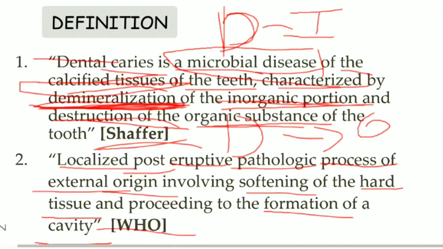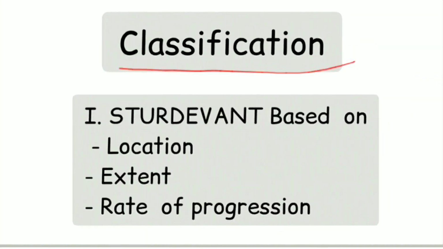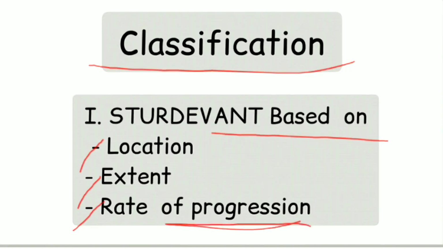So now let us see the different classifications of caries. First of all, the classification is according to the location, according to the extent, and according to the rate of progression. Now let us see each of them one by one.